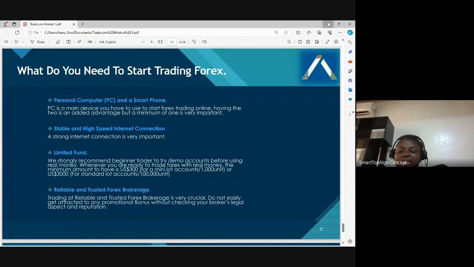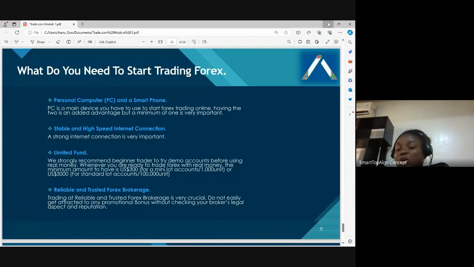Let me use myself as an example. I use my PC to analyze the market, while I use my phone to place the trade. This is because I have the two. Yes, we have some people that use their phone for both the analysis and placing the trade, and that is okay. But it's much more convenient when you have the two. But you can start with one and get to the level of having the two over time.